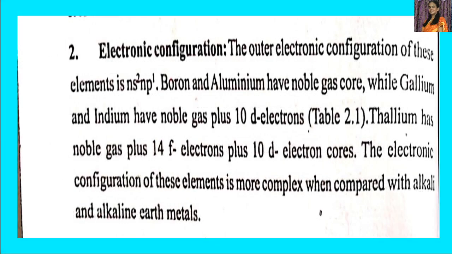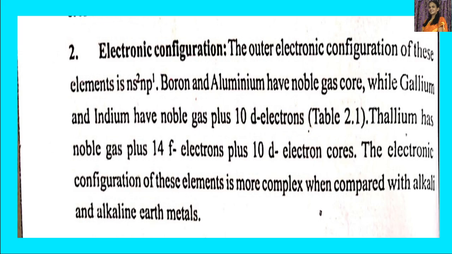Now let's see the electronic configuration of this group of elements. The outer electronic configuration of these elements is ns2 np1. That is, they have 2 electrons in the s orbital of the outer shell, the nth shell, and 1 electron in the p orbital of the nth shell. Altogether, 3 electrons are present in the outermost shell of these elements.